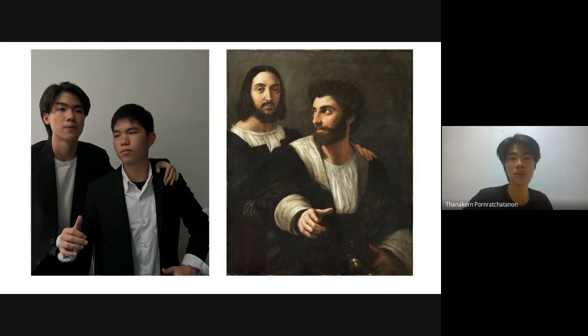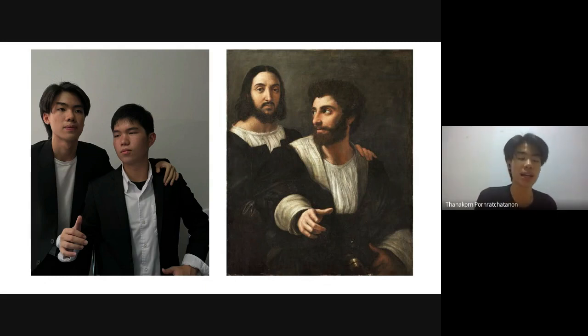Okay, so today we're gonna talk about the four pictures that we recreated from the Renaissance period, right? So this is the first one. On the right is the painting called Self-Portrait with a Friend by the person named Raffaello Sanzio da Urbino from the year 1518.